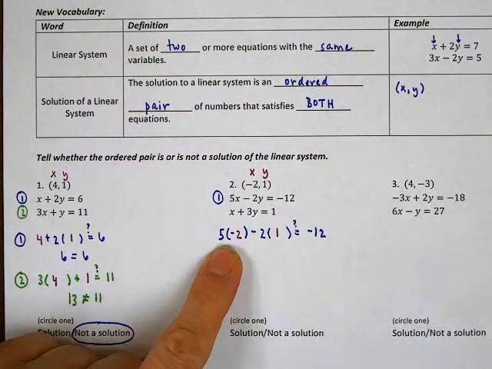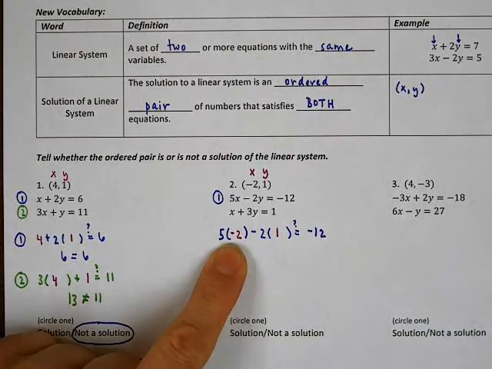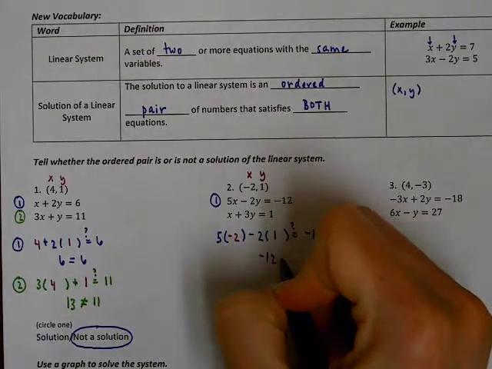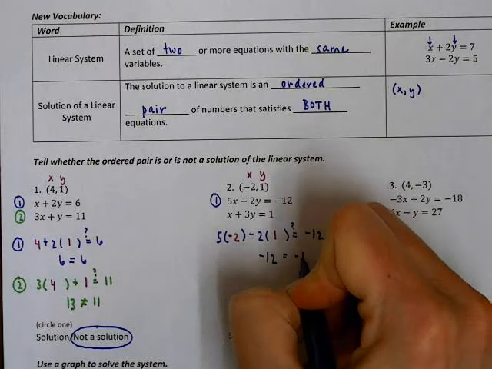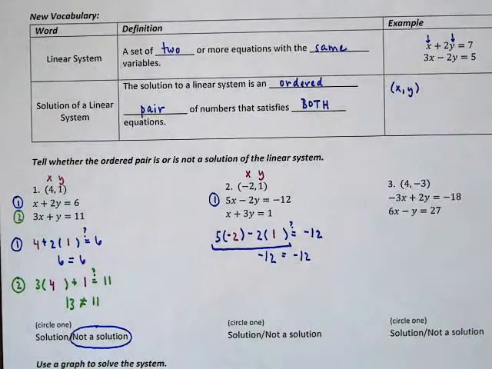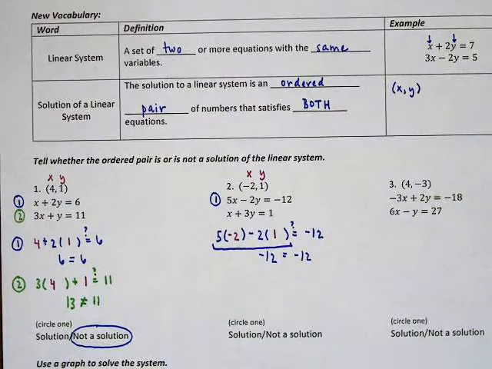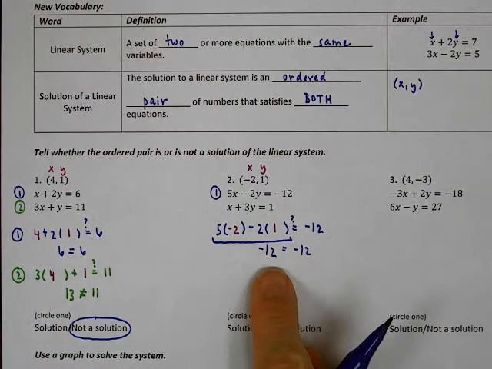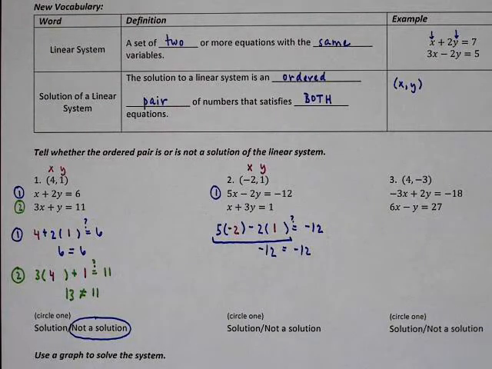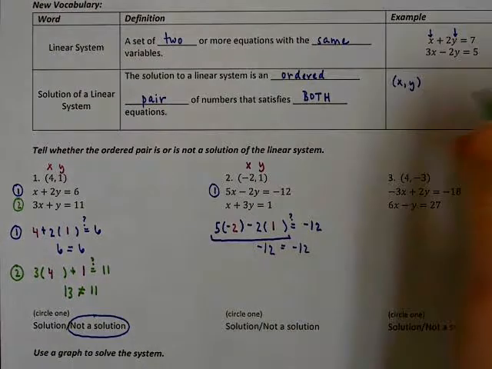So if I evaluate this, I have 5 times negative 2 is negative 10, minus 2 gives me a negative 12. And again, here's where I would recommend just typing this whole left side into your calculator and letting your calculator do the work for you. So far we're looking good. The ordered pair is a solution of my first equation, so let's check out the second one.